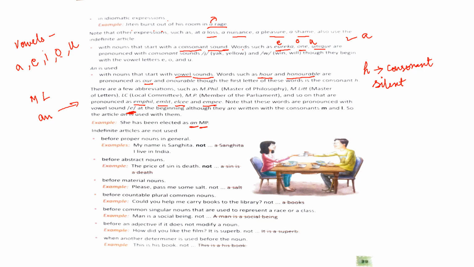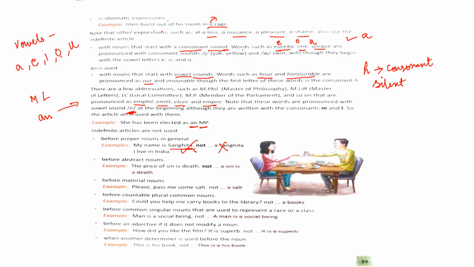What are proper nouns, children? They are particular names of a place, person, animal or thing. So we say my name is Sangeeta. Sangeeta is a proper noun, the name of a particular person. We do not say my name is a Sangeeta or an Sangeeta, because it is a proper noun. This one is wrong, this is right: my name is Sangeeta. We do not use indefinite articles.